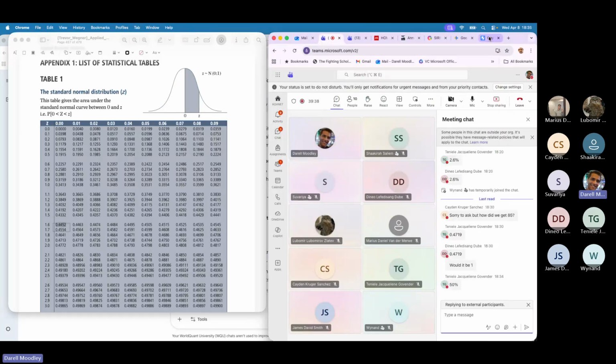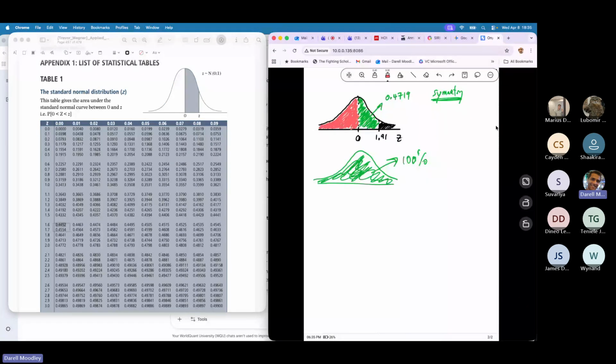Very good. The area is 50%. That's right. Excellent. 50%. So that means the entire area on the right is also 50%. Now, if the entire area on the right of this vertical line is 50%, and you've taken up 0.4719, in other words, 47.19%, right? Because it's a decimal, so in percentage terms, it's that.